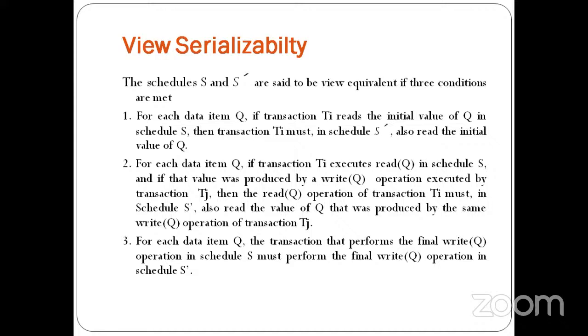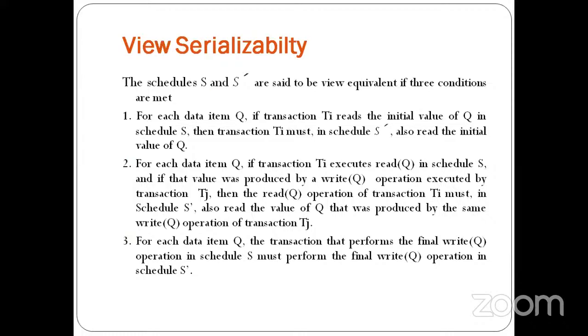So, view serializability. Schedules S and S dash are said to be view equivalent if they follow three conditions. First, for each data item Q, if the transaction Ti reads the initial value of Q in schedule S, then the transaction Ti must, in schedule S dash, also read the initial value of Q.